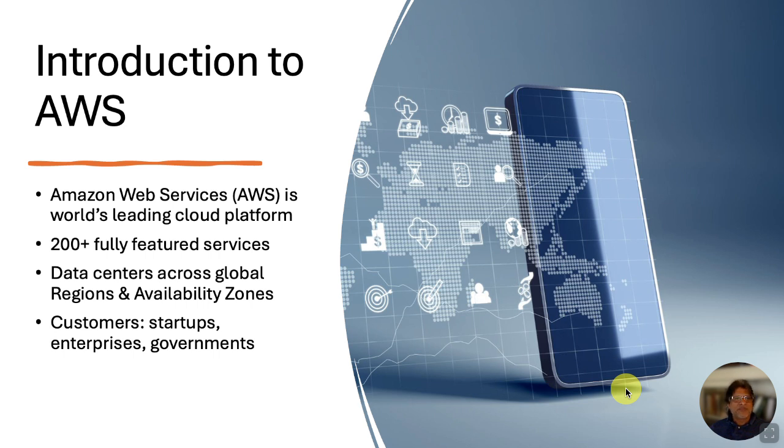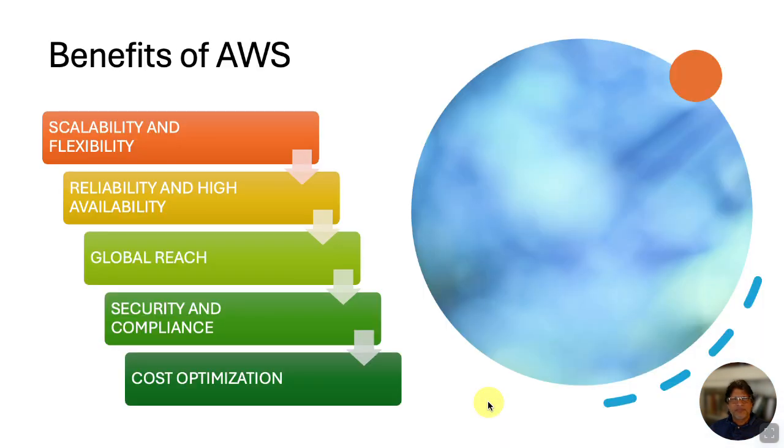AWS has 200 plus fully featured services, and they have data centers across global regions and availability zones. We'll talk about availability zones in just a moment. Customers are all over the map, starting from startups, enterprises, and governments. You can imagine they've been there for quite a while. So they have customers all over the world in all different sectors, and so has Microsoft as well. I'll have another course on Microsoft Azure as well.